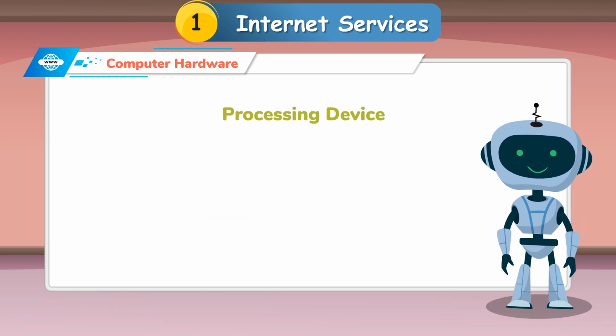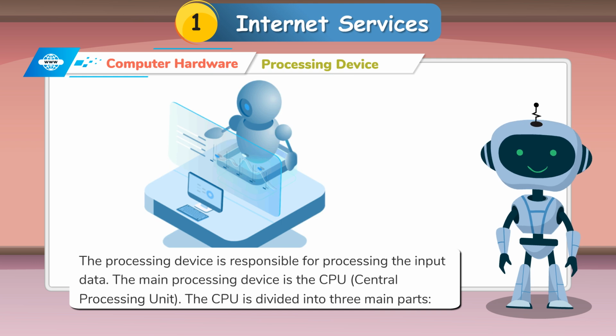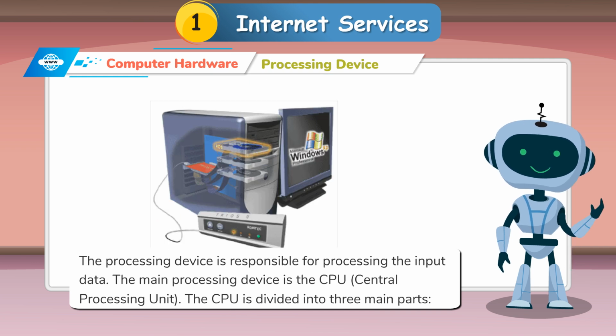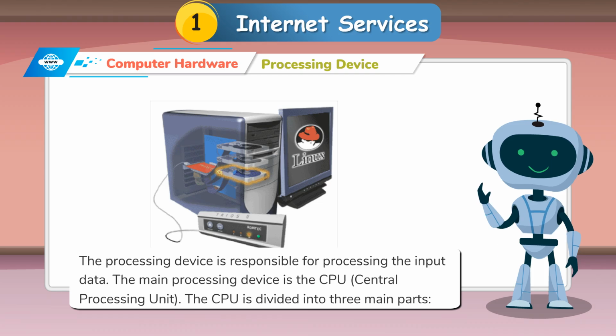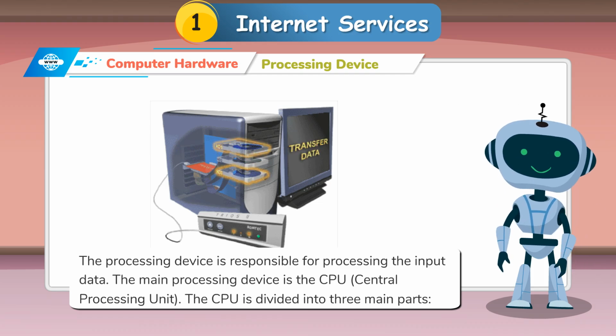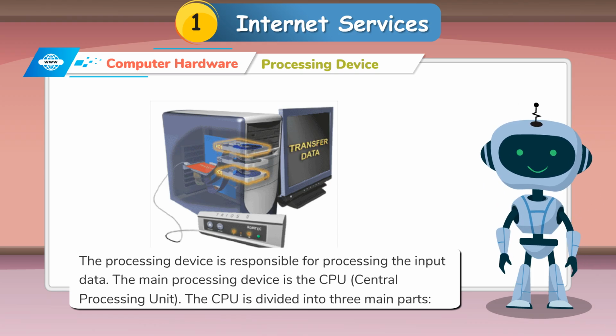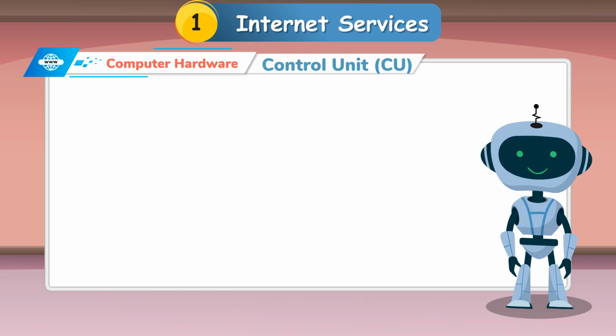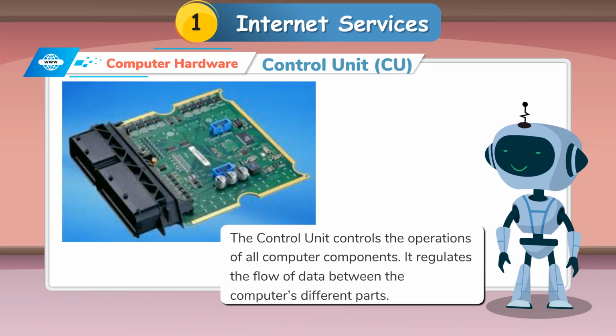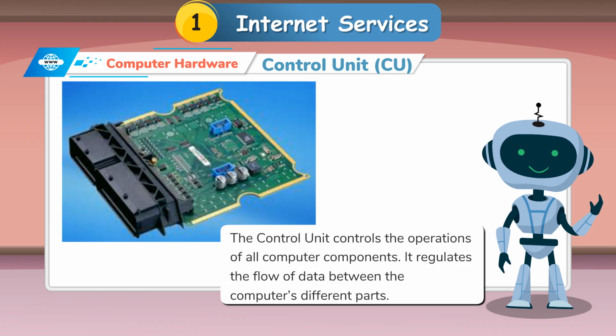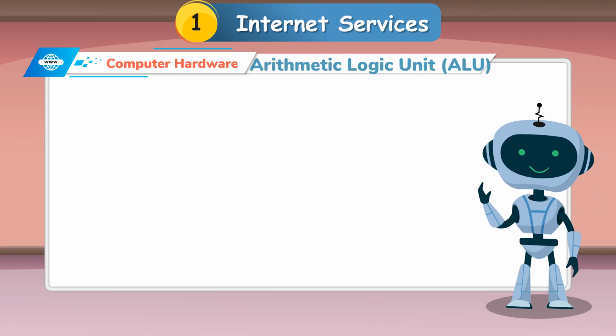Processing device. The processing device is responsible for processing the input data. The main processing device is the CPU, Central Processing Unit. The CPU is divided into 3 main parts: Control Unit, CU. The control unit controls the operations of all computer components. It regulates the flow of data between the computer's different parts.